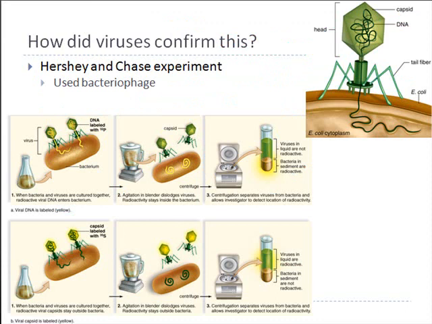Now we can go on further and talk a little bit more about how another experiment also helped us to support this idea that DNA is actually the instructions for the manufacture of a protein. And that involves a very brief discussion of the Hershey and Chase experiment.